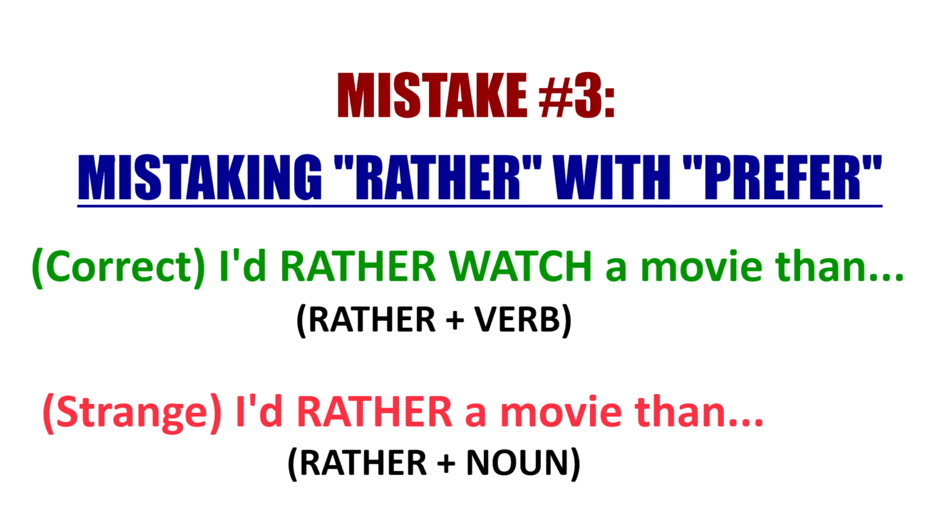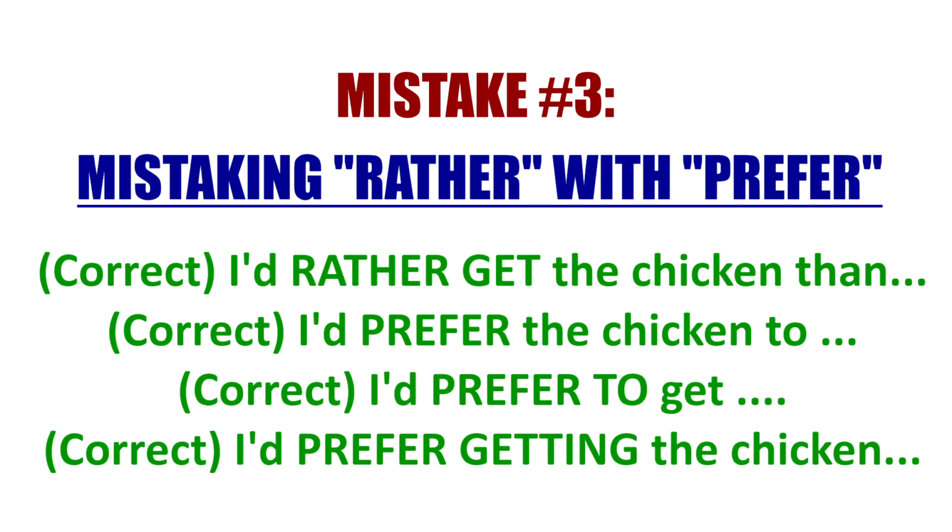Another example, I'd rather get the chicken than the beef. This is correct. I'd prefer the chicken to the beef. I'd prefer to get the chicken than the beef. Those are correct. But after rather, you'd say I'd rather verb. After prefer, I'd prefer noun, to verb, or verb ing.